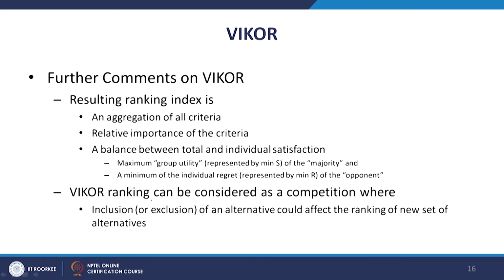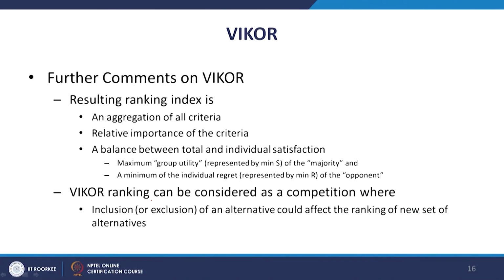As we have seen in the steps, there is a balance between the total and individual satisfaction. In the QK measure that we talked about, we saw a balance between the maximum group utility and minimum individual satisfaction, which was incorporated in the way the QK score was formulated mathematically, right. Maximum group utility is represented by the mean S of the majority, and a minimum of the individual regret of the opponent. So, balance between these two is also part of this VIKOR modeling and the resulting index that we produce.